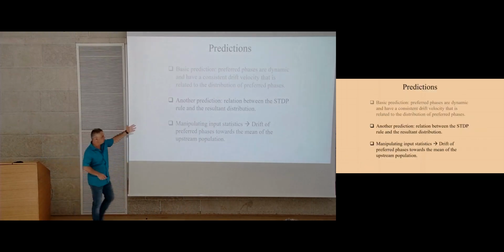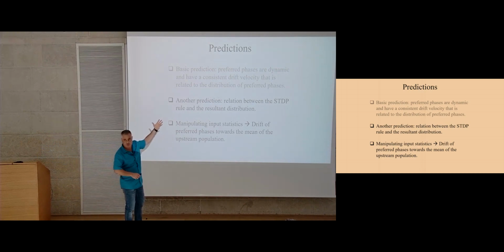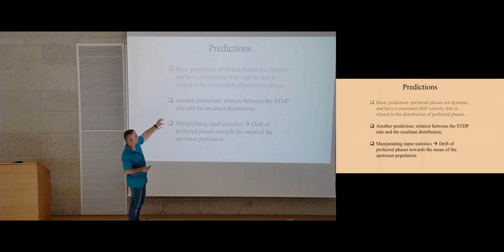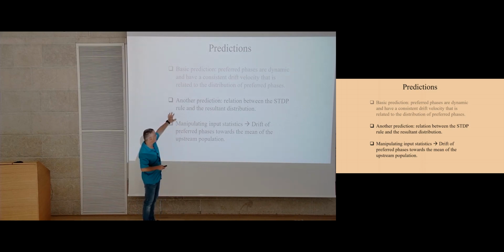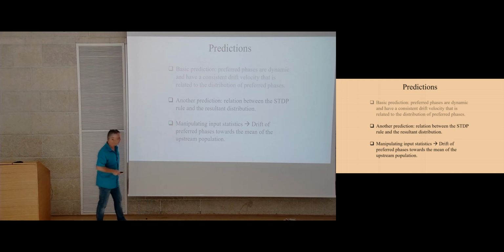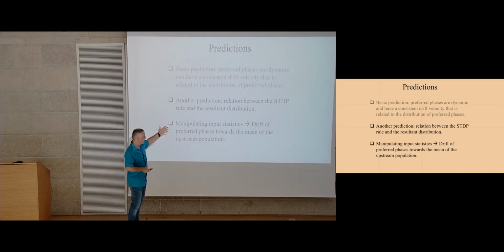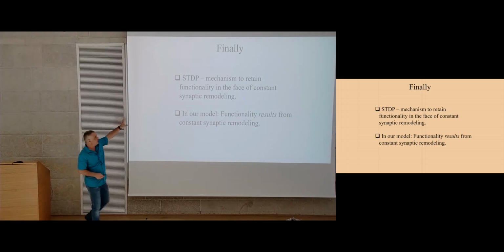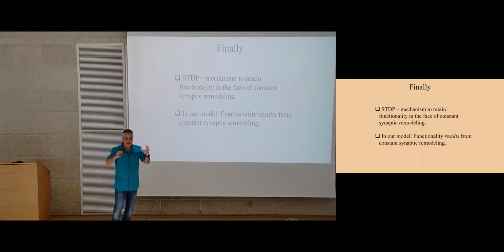And this prediction is, of course, that if one is able to measure the STP rule of the thalamocortical synapse, then it should be consistent. It dictates a specific distribution of the preferred phases, which should be consistent with what people measure in cortex. We need a good measure for that to make any quantitative estimation in any case. And of course, you can manipulate the input statistics by inducing high-frequency stimulation to the whisker, which is expected to make the distribution of preferred phases narrower and shifted towards the preferred phase of the downstream population. So just to end, what we learned is that STP can retain the functionality, in this case, in the sense of the stable distribution of preferred phases.